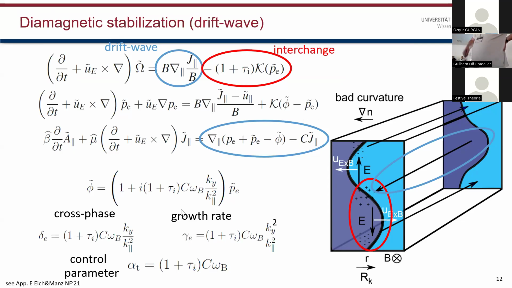And this does not depend on the pressure gradient, even though everything depends on the pressure gradient. And it will determine, in fact, how strong the turbulence is, because if the parameter is low, we have an adiabatic response, potential and density are in phase, we have no transport. If this value is high, we get interchange instabilities.